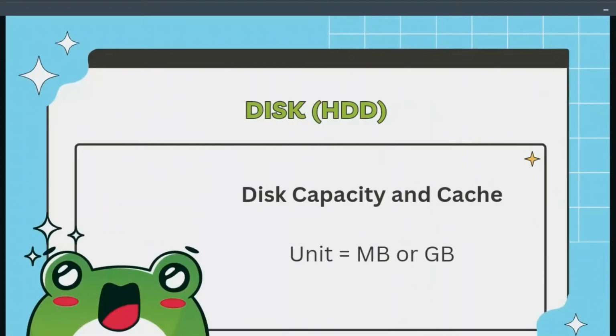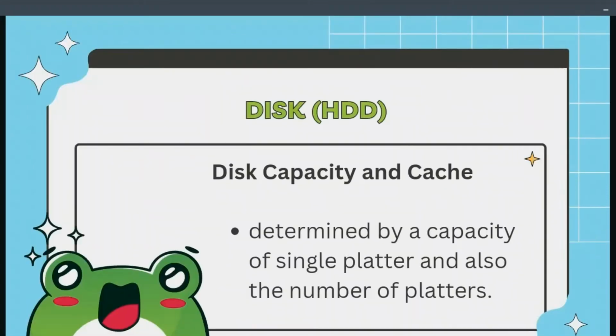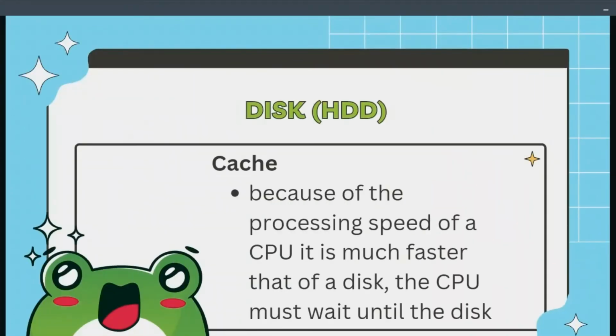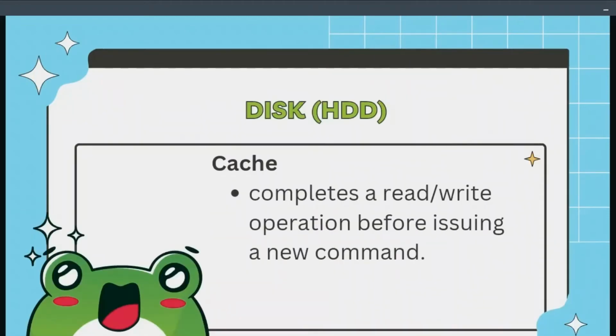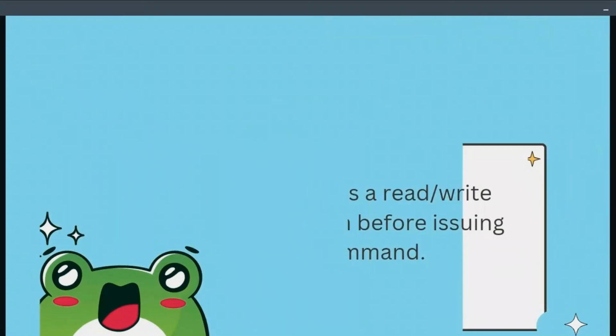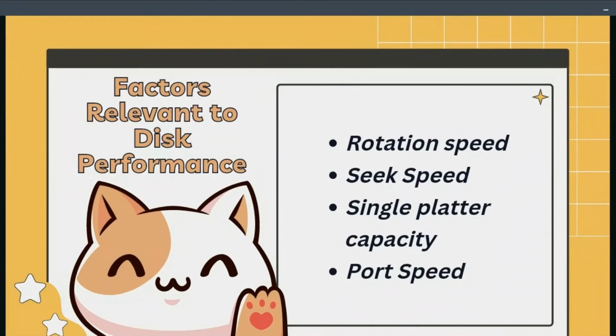And next we have unit is MB or GB, and it is determined by a capacity of single platter and also the number of platters. Cache: because the processing speed of a CPU is much faster than that of a disk, the CPU must wait until the disk completes a read-write operation before issuing a new command.